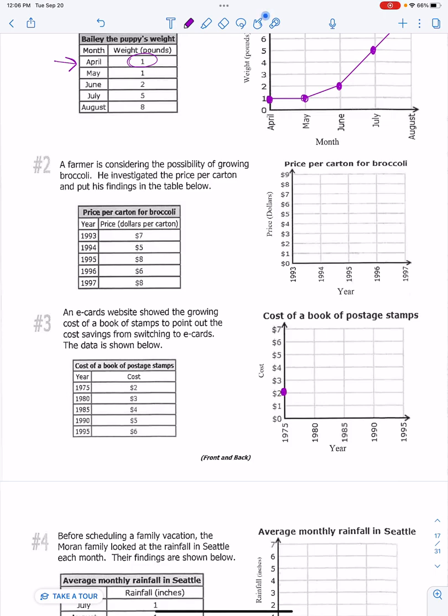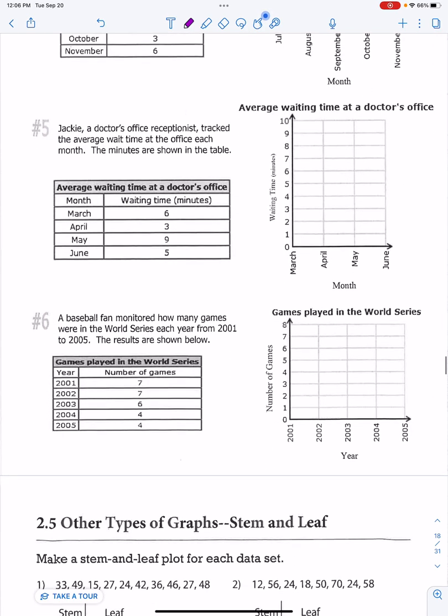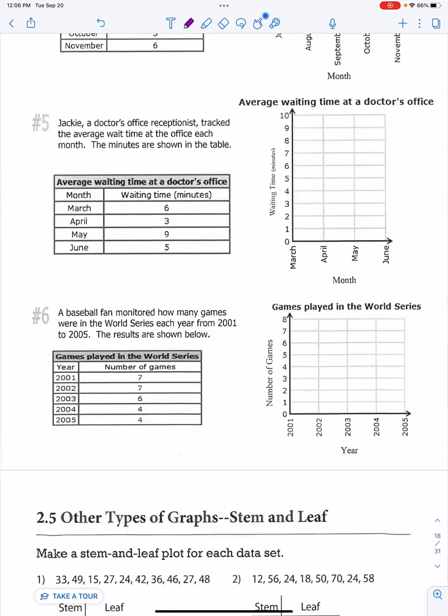In 1980, the cost of stamps was $3. 1985 was $4. 1990 was $5, and 1995 was $6. So I've plotted my points, and I'm going to attempt to connect my dots with a straight line. So there is our line graph there. I don't know that any of those are going to be much harder. So if you have questions, feel free to come and see me.